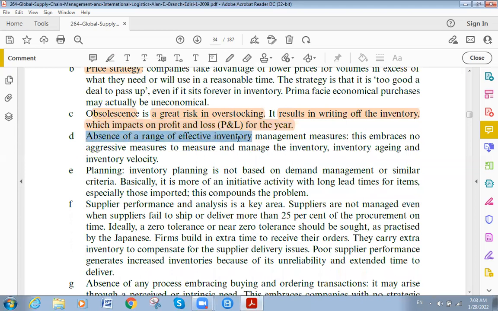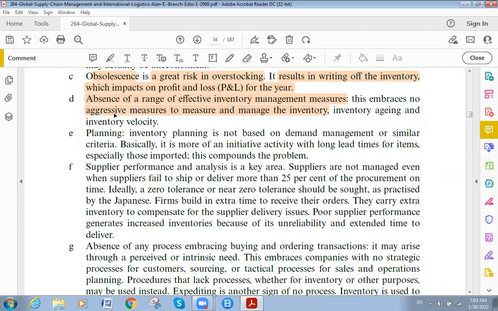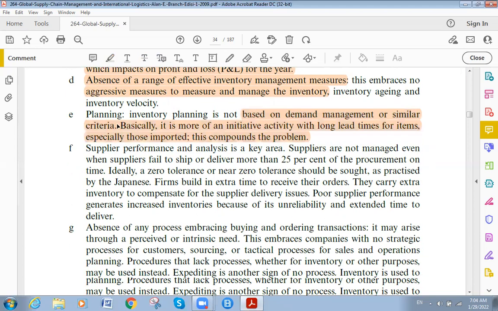Absence of a range of effective inventory management measures. This embraces no aggressive measures to measure and manage the inventory. Planning also: inventory planning is not based on demand management or similar criteria. Basically, it is more of an initiative activity with long lead times for items, especially those imported. This compounds the problem.